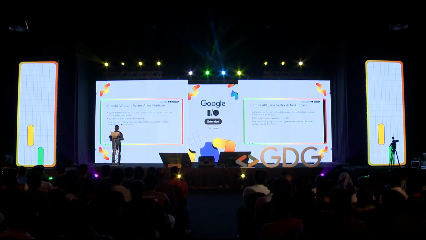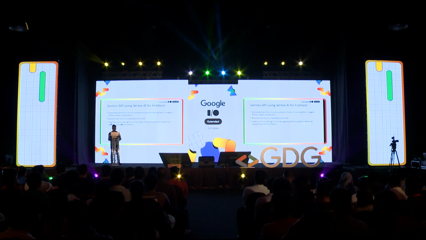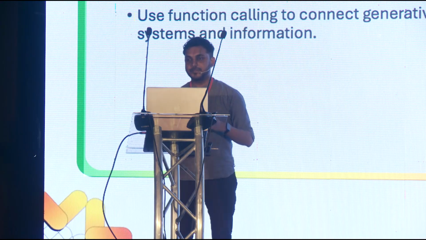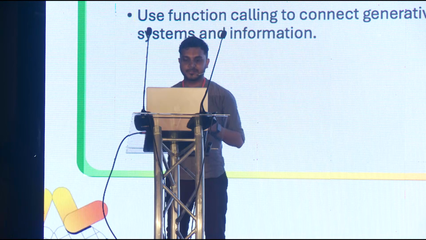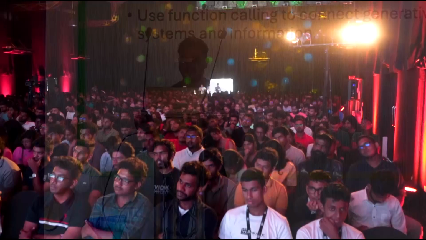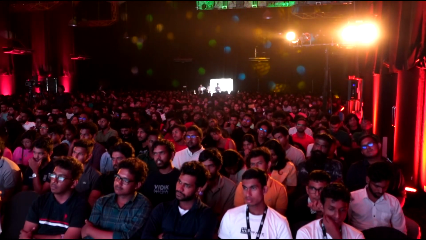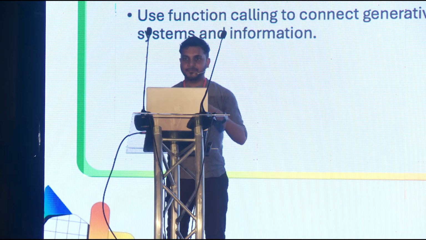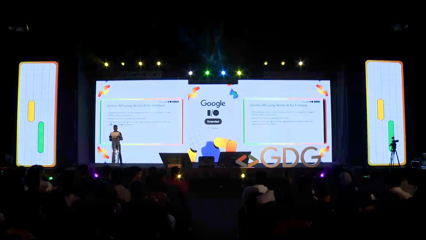So these are the things we can use in Firebase Vertex AI. You can generate multimodal prompts, which I showed you earlier, and also create a conversational chat application with Firebase Vertex AI. And I also showed you how to call a function. So you can connect your app with an external service as well as the AI, combine them together, and provide an output from that.